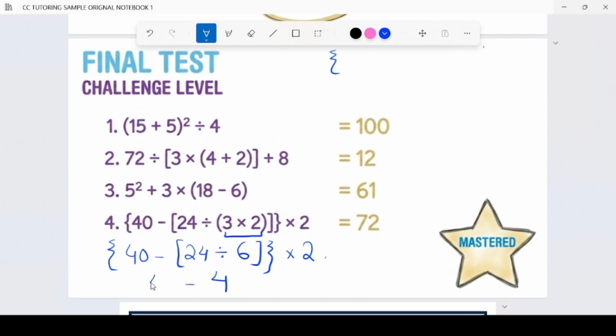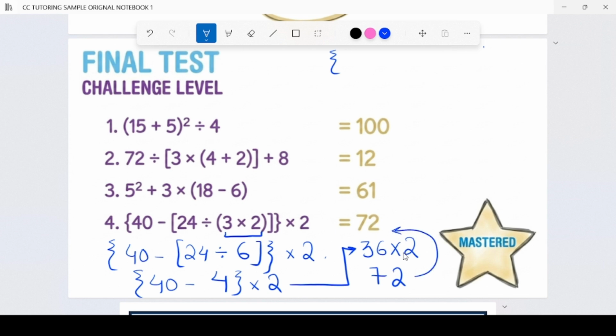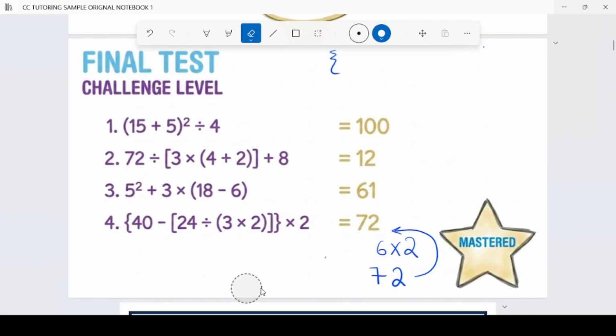24 minus 40. Now I'm going to solve this curly bracket, multiplied by 2. So I'll move it right over here. So 40 minus 4, that is 36. 36 multiplied by 2 equals 72. So I am getting the same answer as this one. You can see in this part, 36 multiplied by 2 is equal to 72. So I have solved all these parts, and these were all the questions of BODMAS.